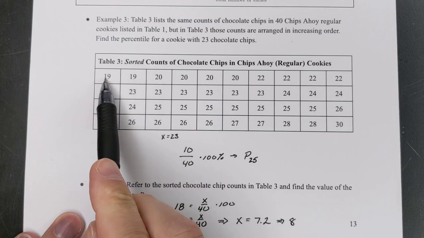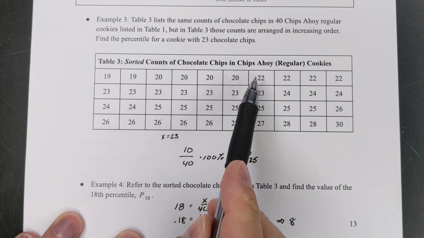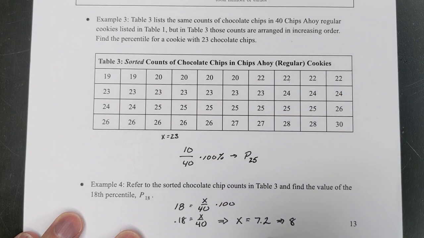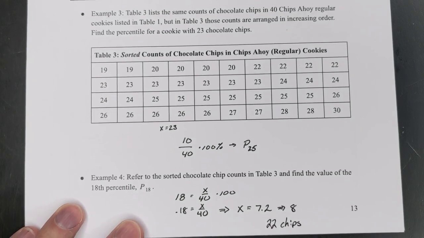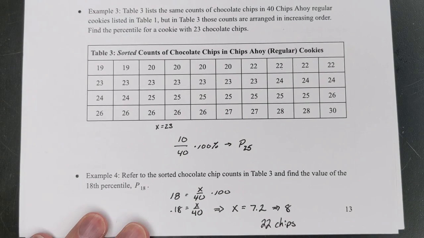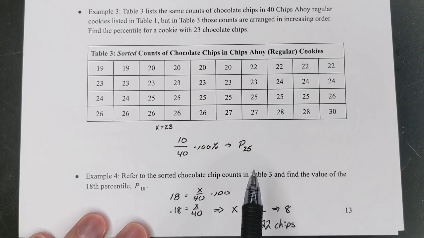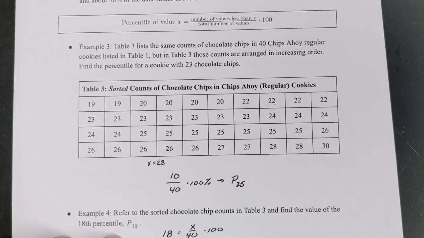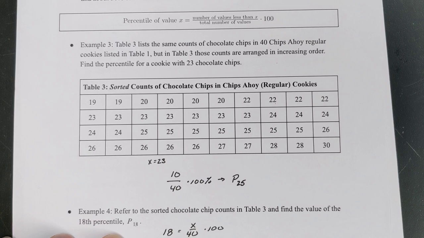So I go back up to my table, 1, 2, 3, 4, 5, 6, 7, 8. So the actual value would be 22 chips. You have to be careful, if you look at your formula, this is the number of values less than x. It's not what is the value of x. So in this case, I probably should have used a different variable. I should have used like n or something like that to make it more clear.